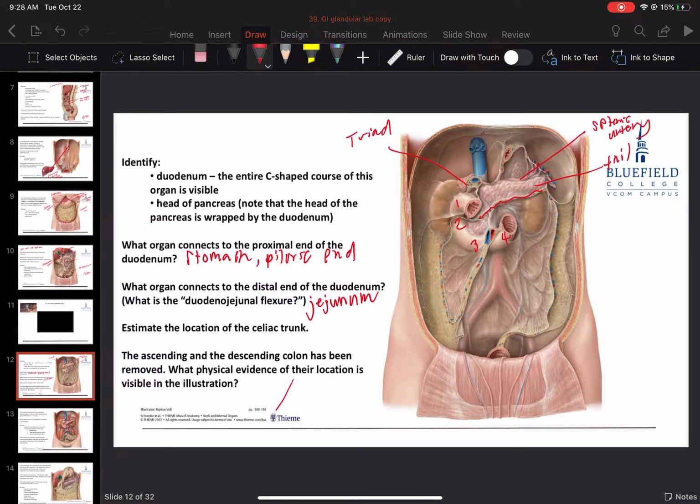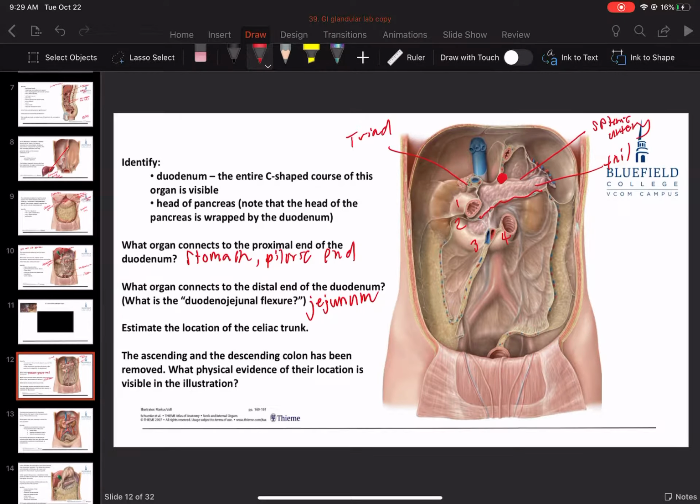Now estimate the location of the celiac trunk. To do that, I see the aorta here, and I see it up here. But if we follow the splenic artery back to its origin, it would be about right here. So this is about where the origin of the celiac trunk is, and then the superior mesenteric artery takes origin from the aorta, but just posterior to the neck of the pancreas. So the celiac trunk and the superior mesenteric artery come off usually within about a centimeter of each other. They're very close together.